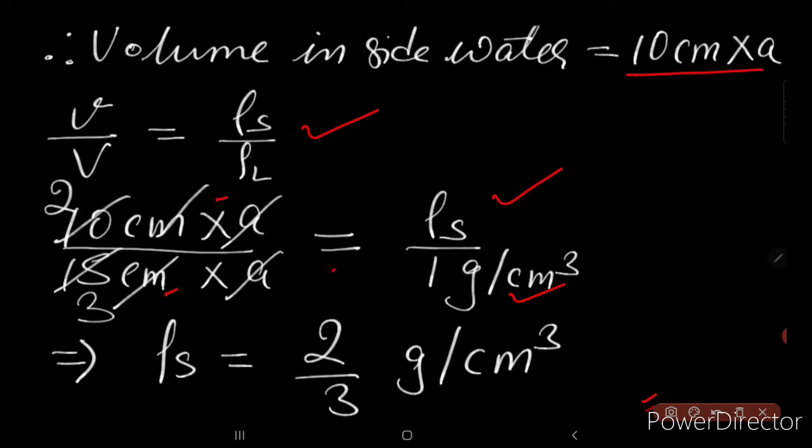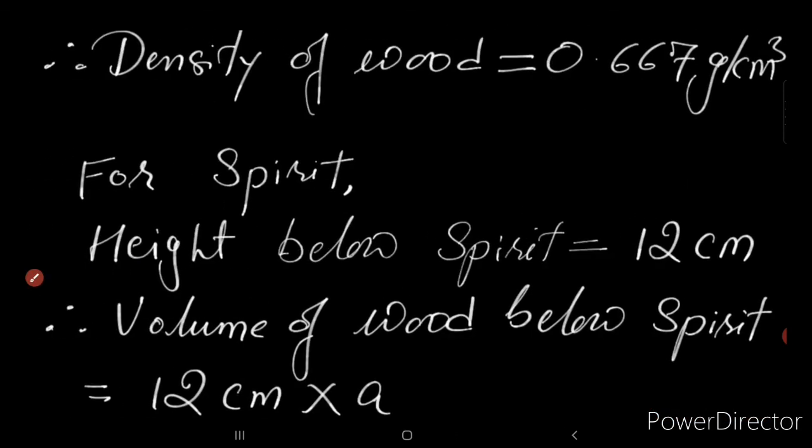Now I think you can do the cancellation, okay. After doing the cancellation, I am getting the answer of rho s as 2.3 gram per centimeter cube, right. Therefore the density of wood is 0.667, this is a decimal point here, so 0.667 gram per centimeter cube. I can leave the answer in the fraction also.